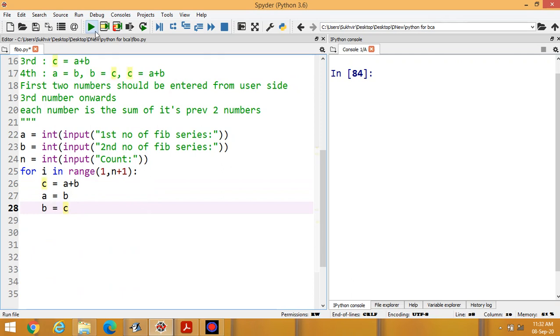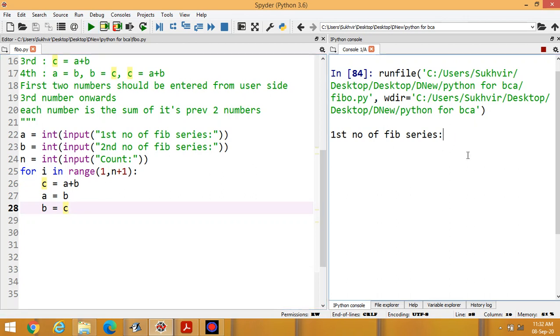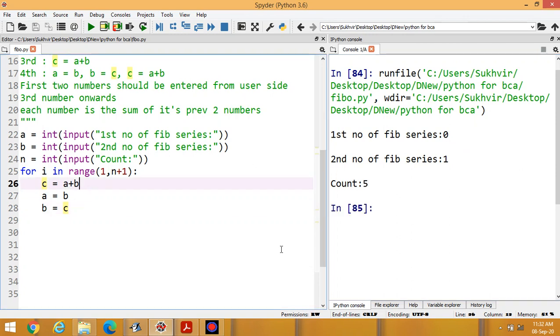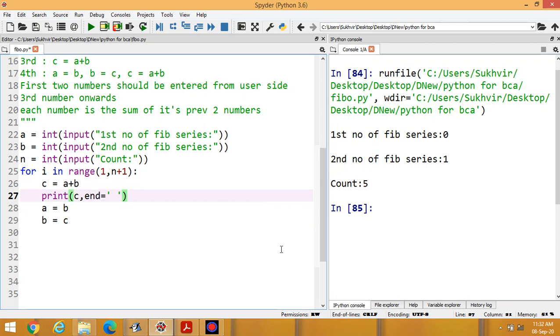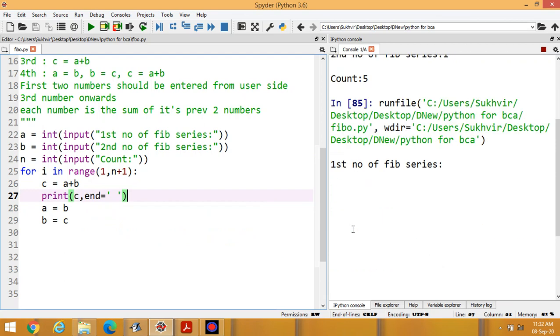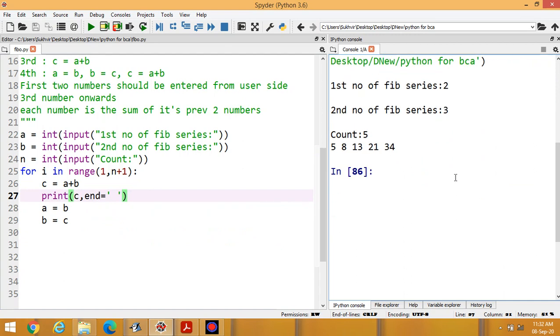Now try to execute the program. First number, suppose I am writing 0 and second number as 1 and count as 5. There is no value because we have to write print here, print, then C with AND in single quotes. Now execute the program. First number 2, 3, suppose series is 5. You can display the data 5, 8, 13, 21 and 34.